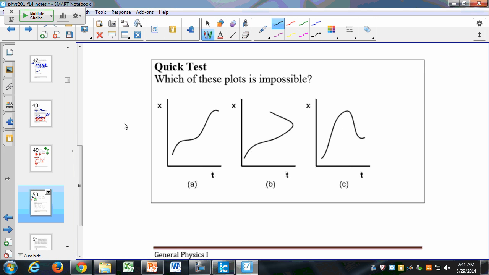So let's see. Oh wait, no. What did y'all put? B, right? You put B, right? Yeah, it's because you can't be at the same place at two times. You can't be at two places at the same time, and that's what you have at B here.